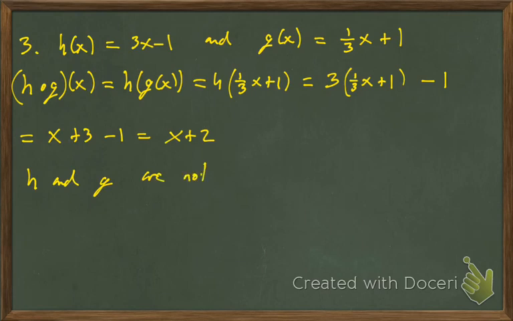And x plus 2 is not x, so we say h and g are not inverses of each other. We don't even need to bother to check the other direction, the other composition, we're done. The answer to the question is they are not inverses because we got something other than x.